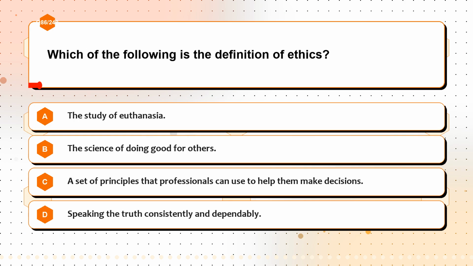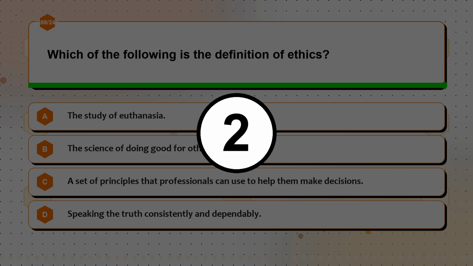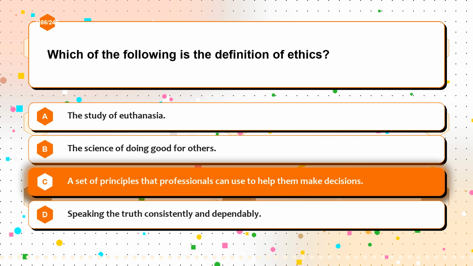Question 86. Which of the following is the definition of ethics? Here are the options. Option A, the study of euthanasia. Option B, the science of doing good for others. Option C, a set of principles that professionals can use to help them make decisions. Option D, speaking the truth consistently and dependably. The correct answer is option C, a set of principles that professionals can use to help them make decisions.